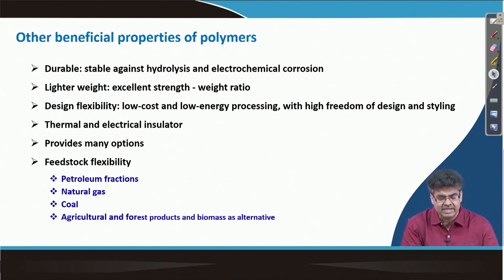Most polymers nowadays are made from petroleum fractions, but they can also be made from natural gas and coal, and some polymers can also be made from agricultural and forest products and biomass as alternative resources. But mostly polymers are synthesized from petroleum products.